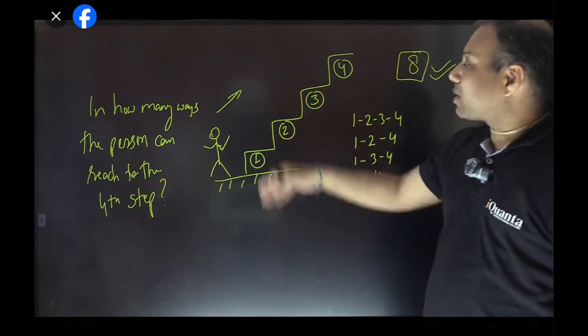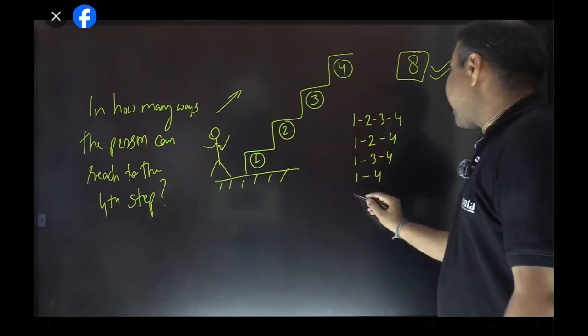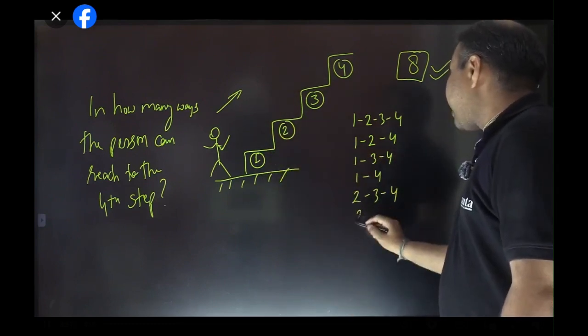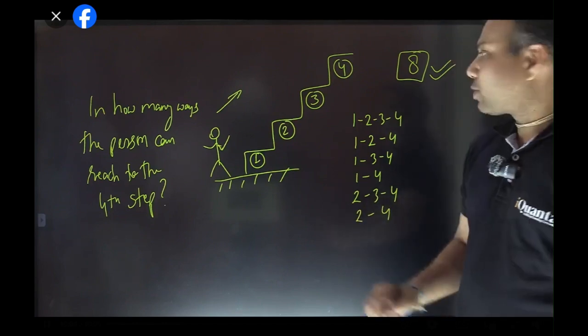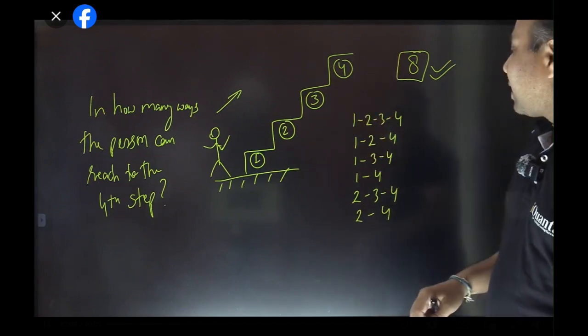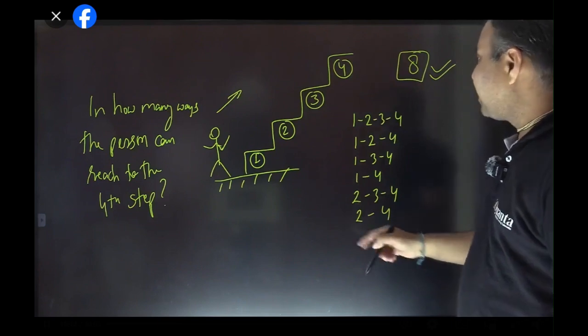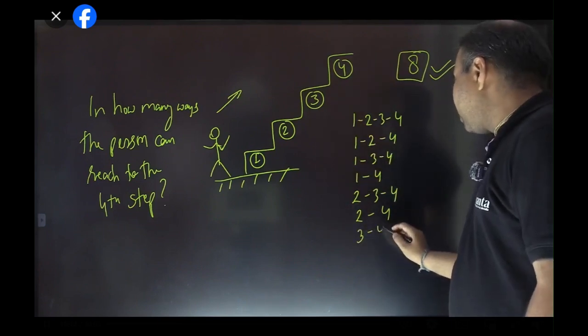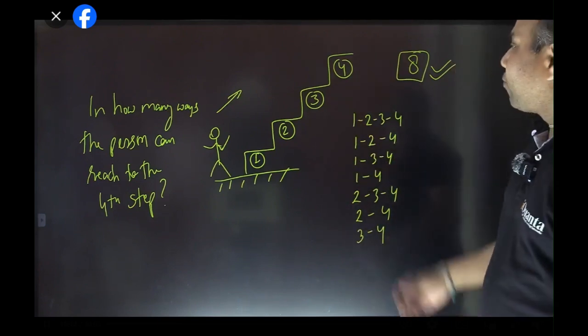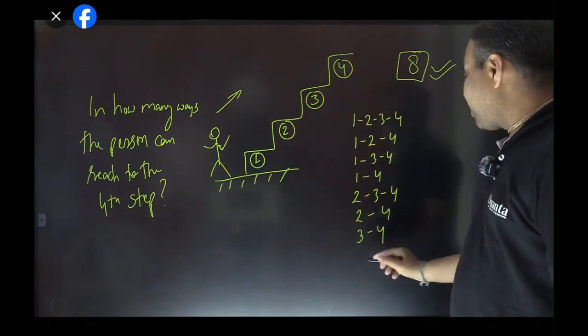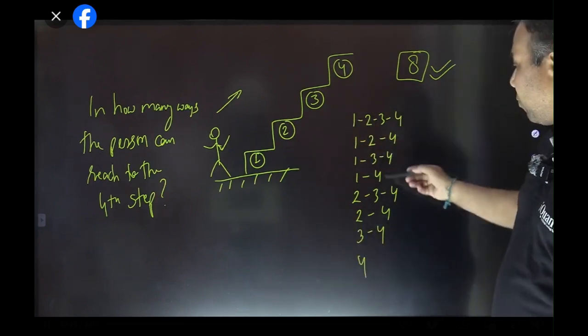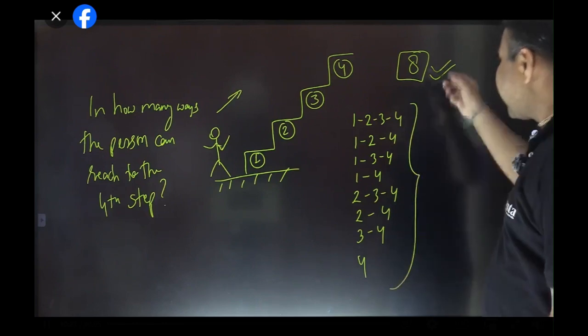Let's say he has skipped the first step, he's starting with the second step, so it could be 2 3 4, or directly 2 to 4. Right? So starting with 2, only these 2 cases would be there. And let's say he may have skipped even 2, and starting with 3, so 3 4, that is only one case remaining here. And finally maybe 3 is also skipped, directly he is jumping to the 4th step. So 1 2 3 4 5 6 7 8. These are the 8 ways possible.